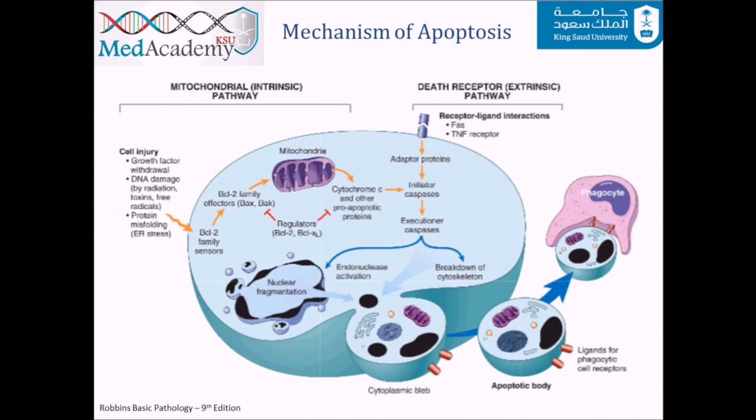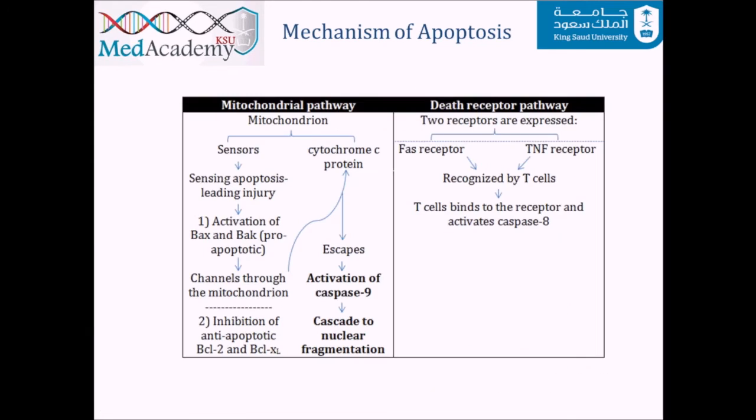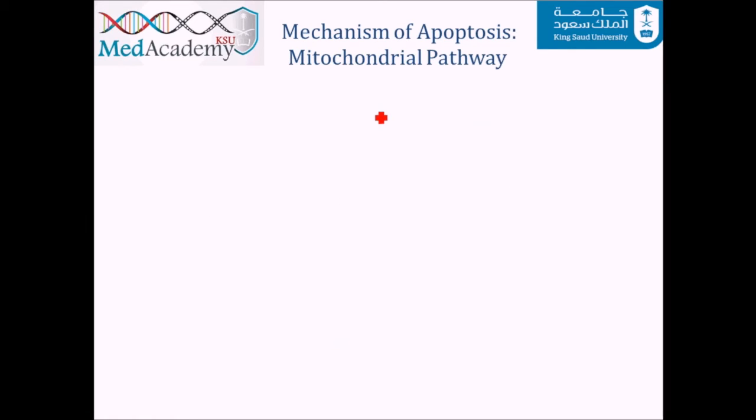Now for the mechanism of apoptosis. I know that this picture looks like something very, very complicated, so I tried to simplify it in this schedule, but still it looks very, very complicated. So let's talk about apoptosis as if it was a tale, okay? First, we have two pathways of apoptosis. The first is the mitochondrial pathway or intrinsic pathway, and the second is the death receptor pathway or the extrinsic pathway. Apoptosis is mainly intrinsic, okay? So let's start with the mitochondrial pathway.